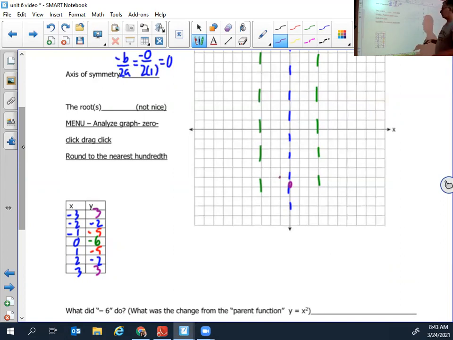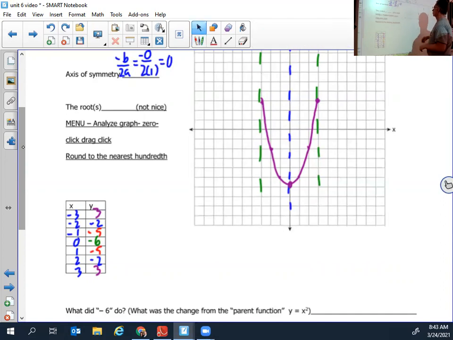All right, now when I go to graph this, here's one of the things I know when it's just a 1x squared. If I go out 1, I go up 1. If I go out 2, I go up 4. And if I go out 3, I go up 9, because 1 squared is 1, 2 squared is 4, 3 squared is 9. All right, and I draw my thing. So it looks pretty good.